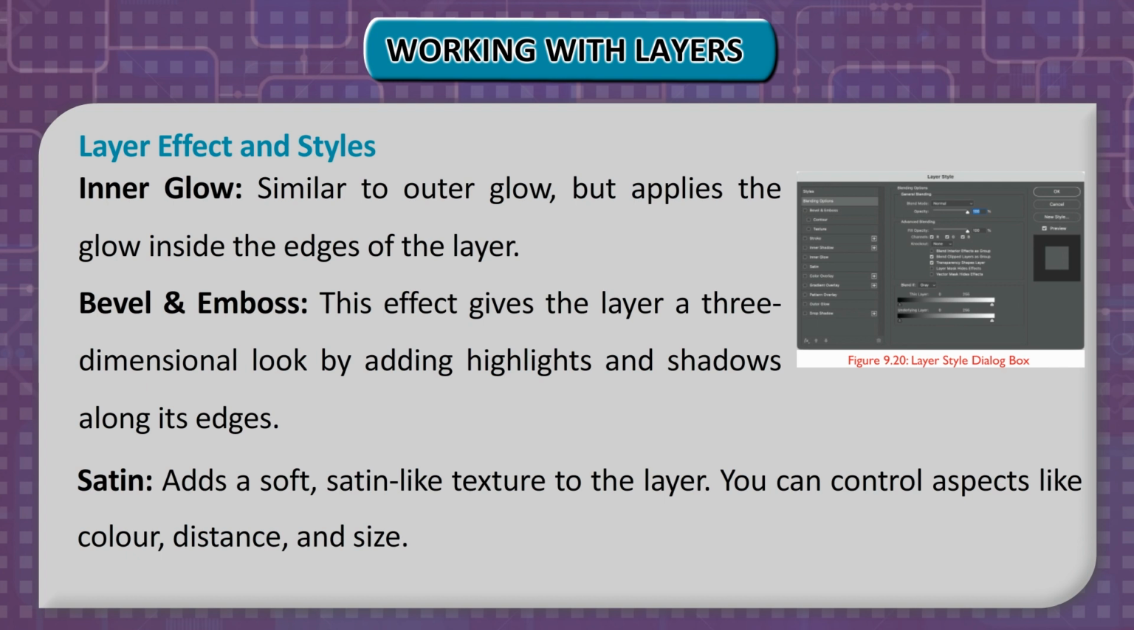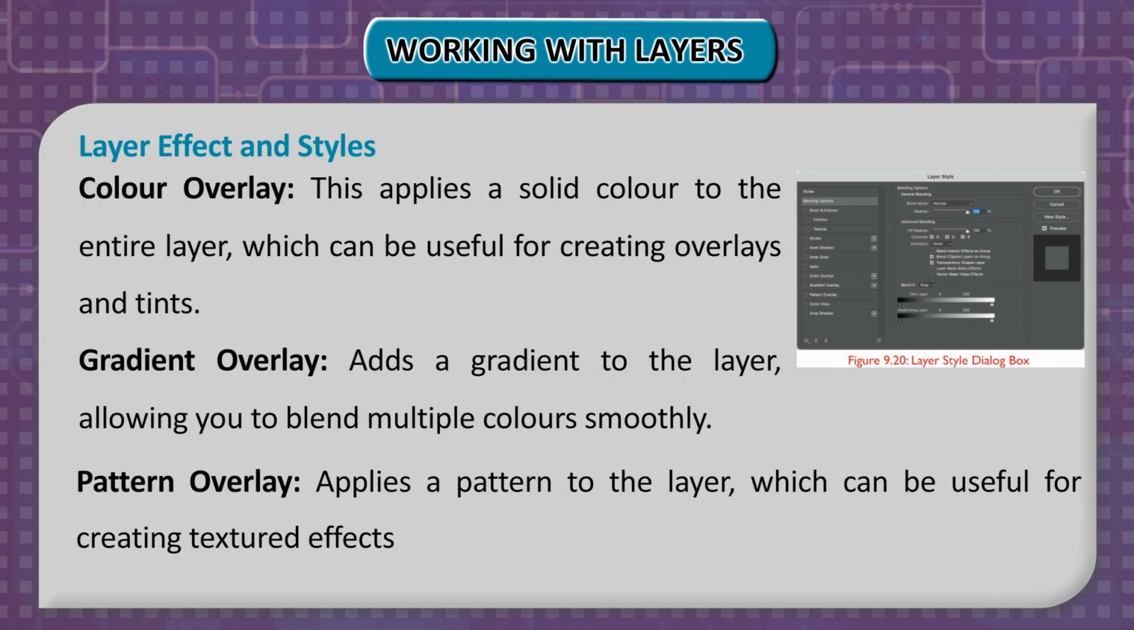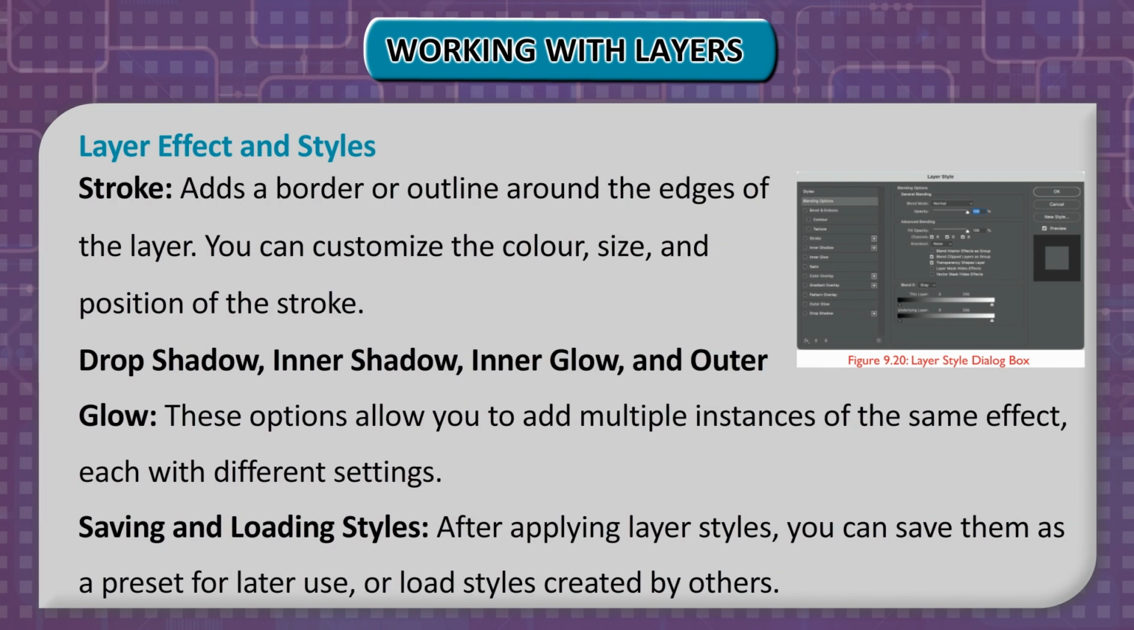Satin. Adds a soft, satin-like texture to the layer. You can control aspects like color, distance, and size. Color overlay. This applies a solid color to the entire layer, which can be useful for creating overlays and tints. Gradient overlay. Adds a gradient to the layer, allowing you to blend multiple colors smoothly. Pattern overlay. Applies a pattern to the layer, which can be useful for creating textured effects. Stroke. Adds a border or outline around the edges of the layer. You can customize the color, size, and position of the stroke.